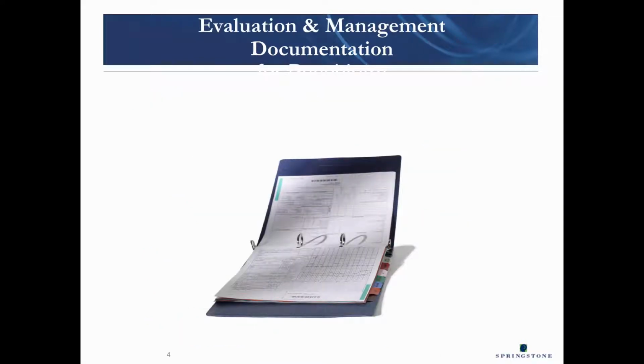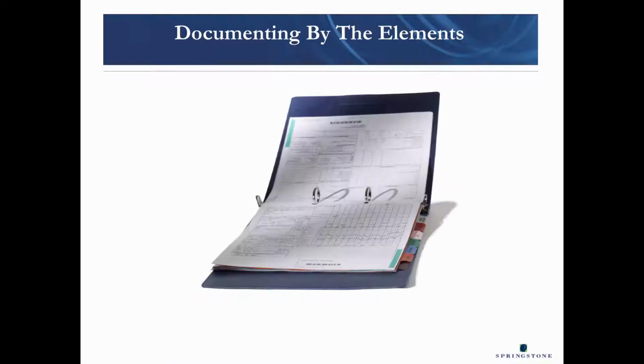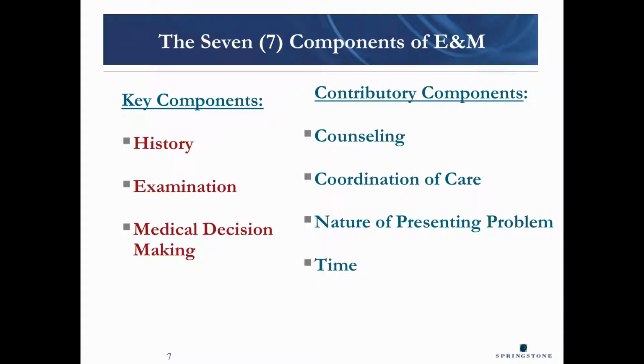So let's dive into the E&M codes, and there are two ways to document using E&M codes. One is what's referred to as by the elements, which is the way we document most of the time. The other way is when we use time as the sole determinant of the level of the code. And I'll be explaining to you how we do that. Let's start with documenting by the elements.